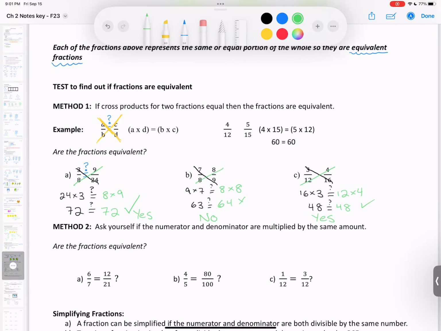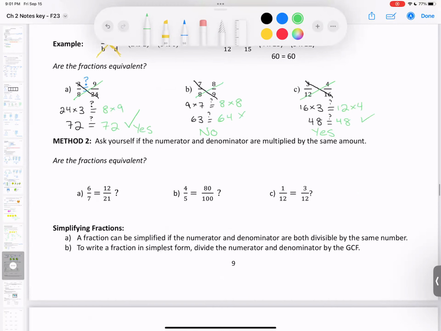Okay, there's a second method that we can use, and that is you can ask yourself if you had to multiply the numerator and the denominator by the same amount. So for example, in this first case here, to get from the 6 to the 12, what would we have to multiply by? Here we'd have to multiply by 2. What about the bottom? Well, 7 times 3 gives us 21. So we didn't multiply by the same amount, so no, they're not equivalent.